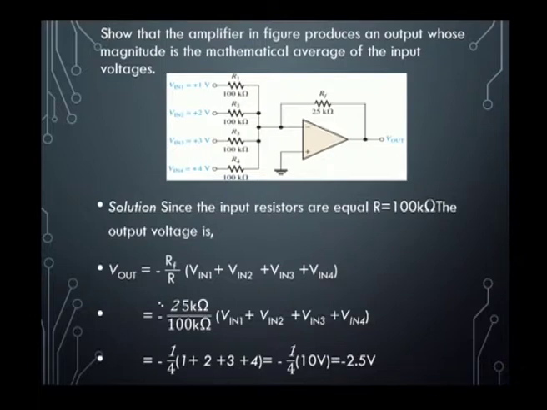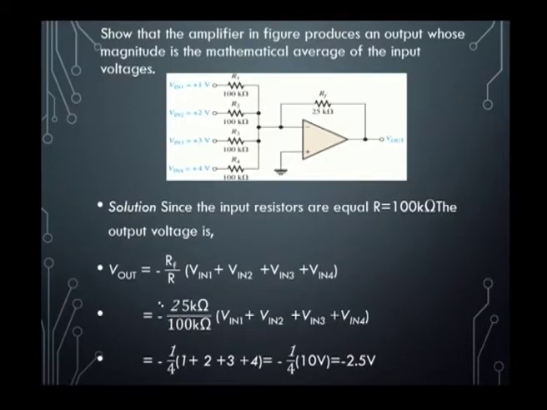Next, we move on to another example. Show that the amplifier in the figure produces an output whose magnitude is the mathematical average of the input voltages. So, we are going to have a circuit with different voltage values as well as resistor values. We need to show that the output will have a magnitude that is the average of the input voltages.